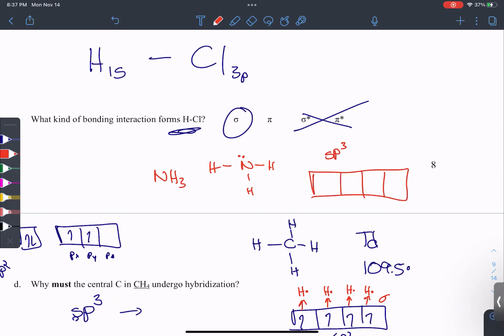Okay. So it's just like the carbon in CH4, right? 4 electron domains. The only difference is how many valence electrons are on nitrogen? 5. So we just put the electrons in those new hybrids. 1, 2, 3, 4, 5. So based upon that picture and the unpaired electrons, how many single sigma bonds can that nitrogen atom make? 3. Is that consistent with the Lewis structure?